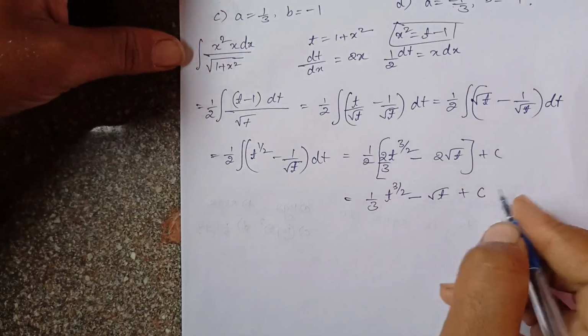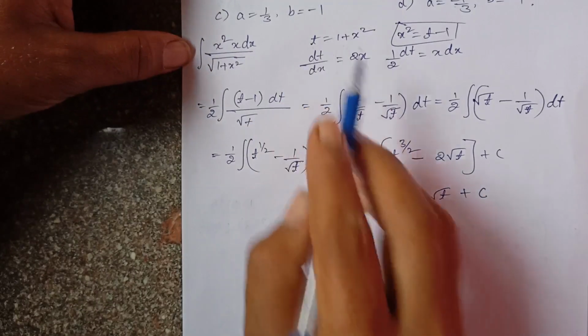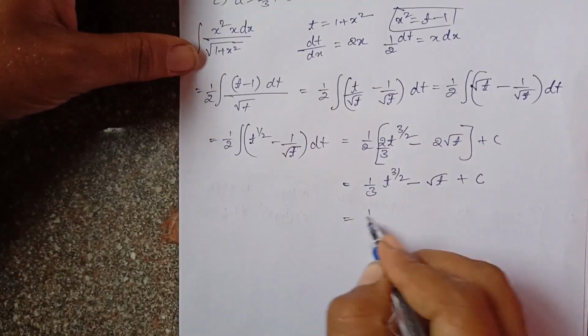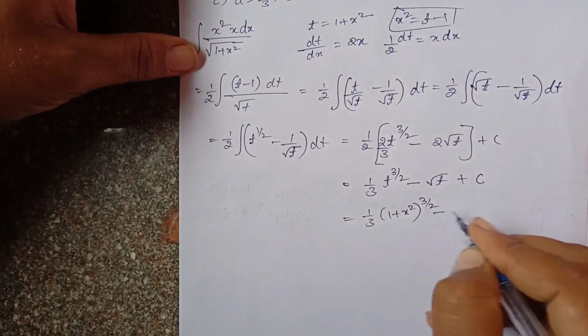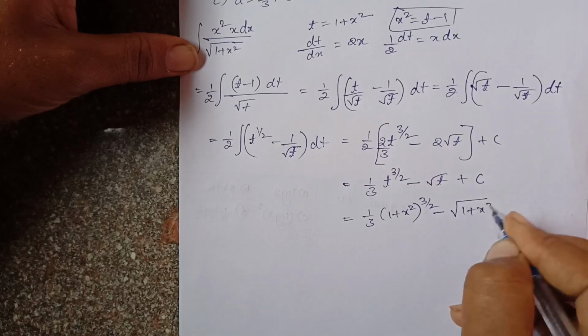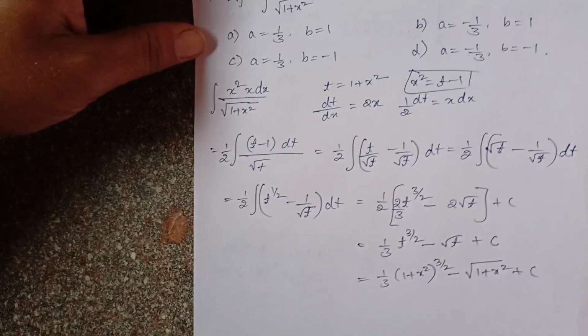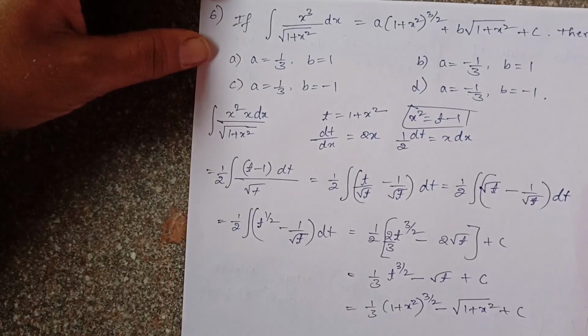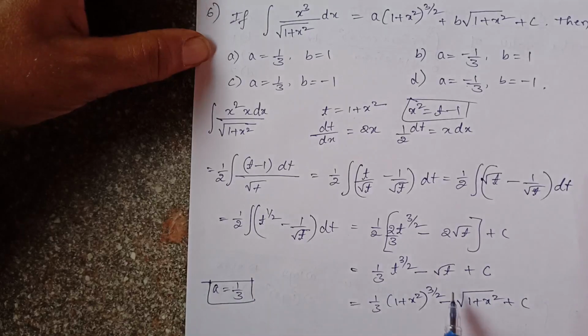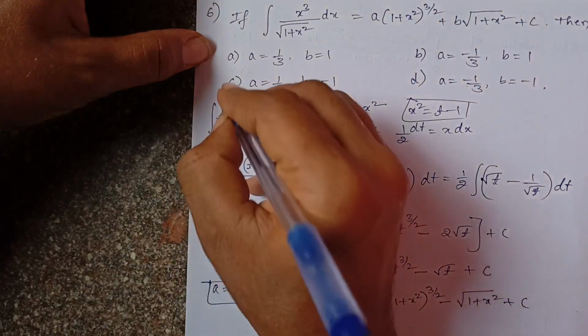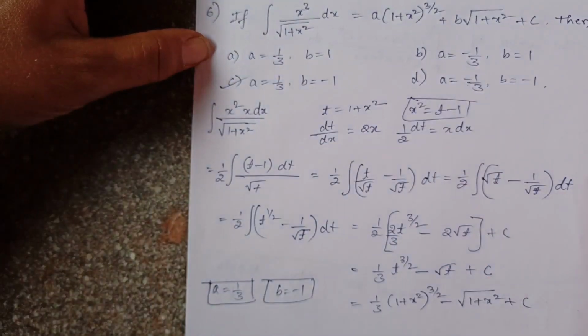But what is t equal to? We substituted t is equal to 1 plus x square. Let us put it: 1 by 3 into (1 plus x square) to the power of 3 by 2 minus square root of 1 plus x square plus c. See? Now we can compare with the RHS of the given expression. A is equal to 1 by 3, and B is equal to minus 1. Which option is this? Option C is correct.